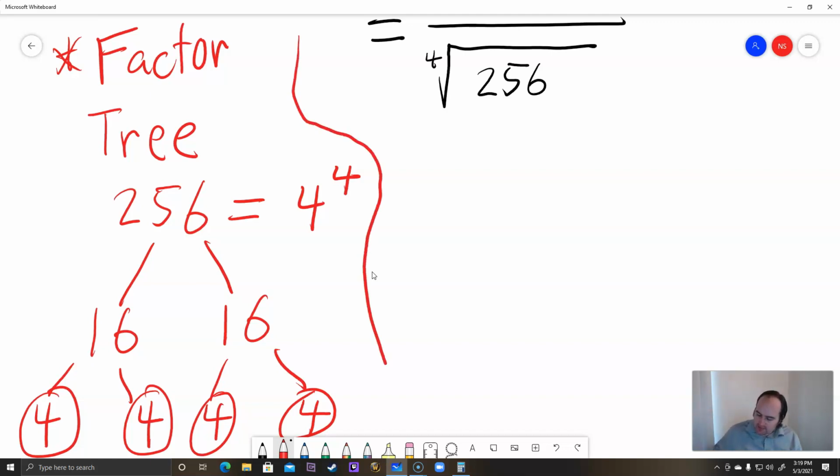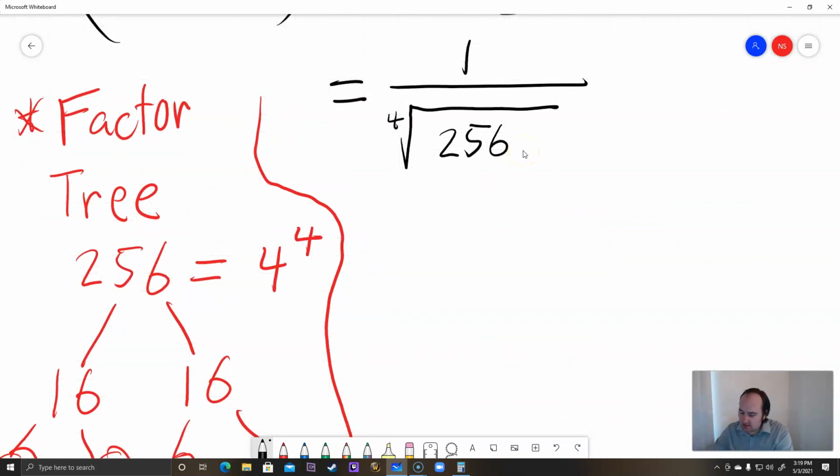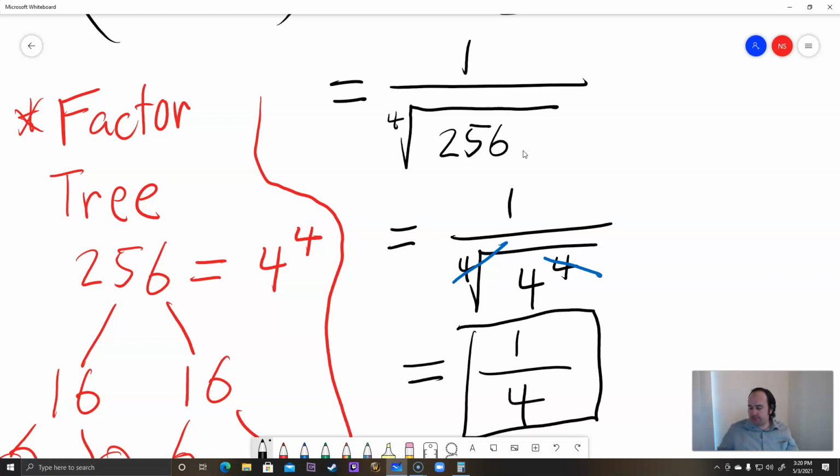Okay, and then what can we do with that? Well, we can plug it back in up here, and stuff's going to cancel out. So we're going to have 1 over the 4th root of 4 to the 4. And it turns out that if your root is the same as your exponent, they cancel out. So we can cross out the 4th root and the 4th power, and that gives us our answer, which is 1 over 4. Okay, so our answer is 1/4.